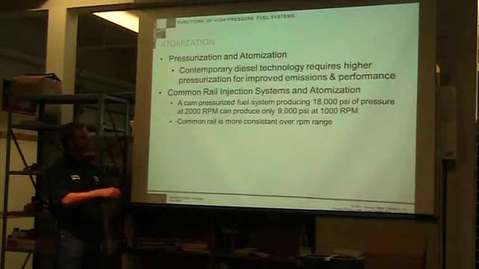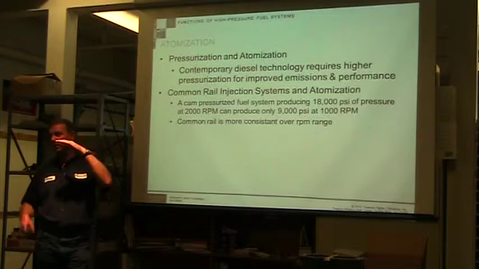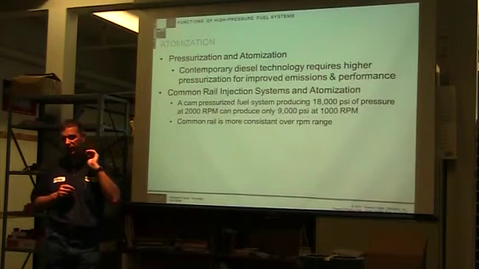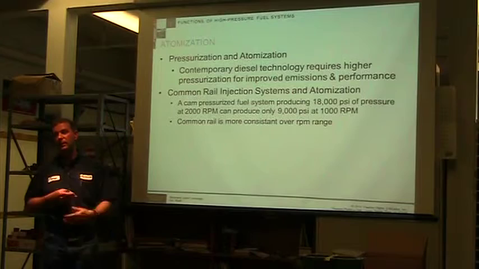As soon as you crank it over, the pressure jumps up. Electronically, we control that pressure. We can maintain a constant pressure over the full range. So common rail is actually a better system than all the other systems that we had out there. And that's why virtually everything is now common rail.